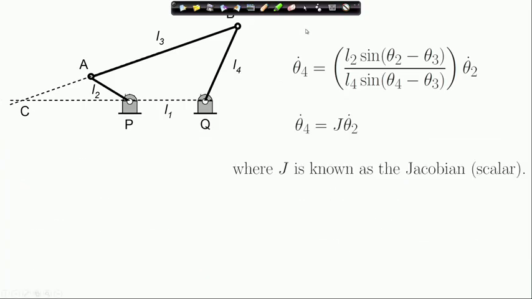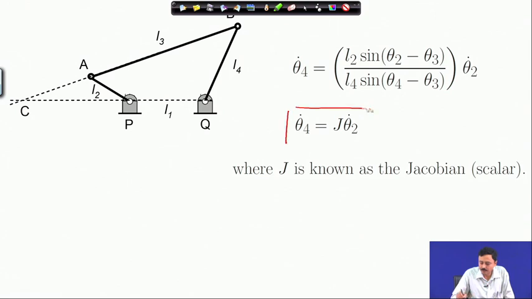Now, this relation between theta 4 dot and theta 2 dot I will write in a compact form as theta 4 dot is equal to J times theta 2 dot. This J is known as the Jacobian. Here this is a scalar quantity, that means it is a number. Having known theta 2, theta 3, theta 4, I can exactly calculate this number which is J. This is called the Jacobian. So, the Jacobian relates the input output velocities of the 4R chain.